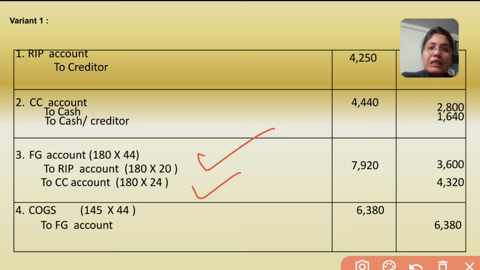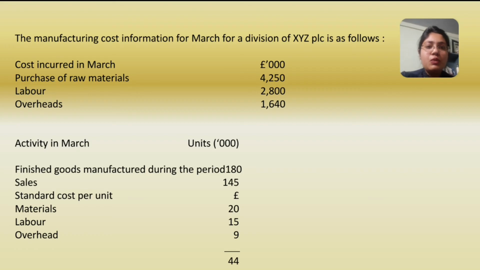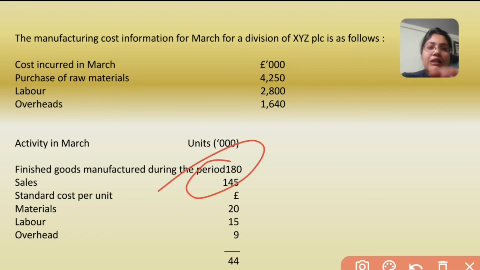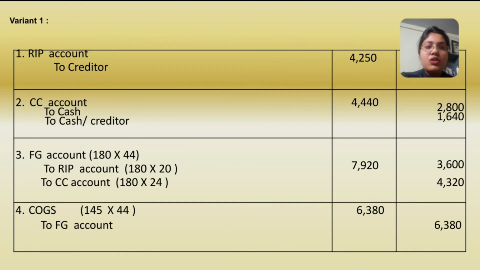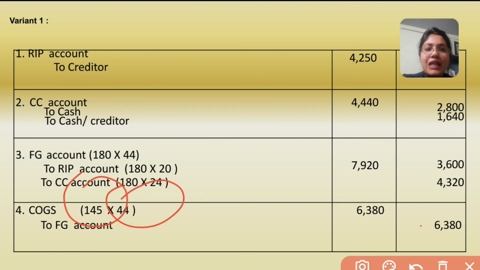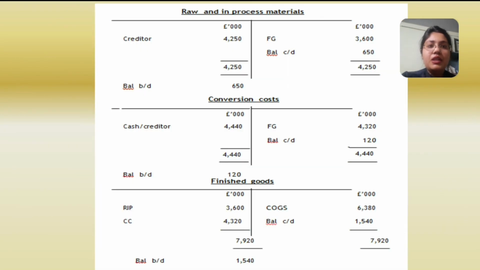So whatever has been produced, we assume that it has been sold. That is why, how many units were sold over here in the question? See, in the question, how many units were sold? 145. Nothing else has been given. So simply what do we do? COGS, that is cost of goods sold, over here into standard cost, that was 44, and the credit is your finished goods, right? We credit the finished goods.